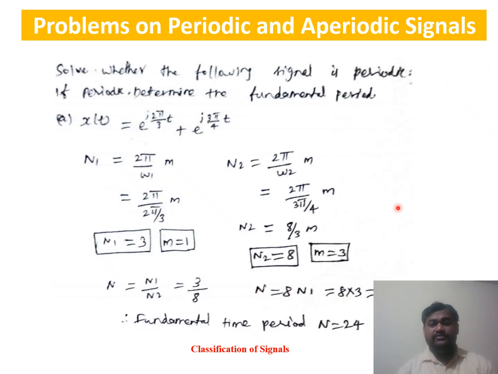Problems. Now we are going to see the problems on periodic and aperiodic signals. First one: determine whether the following signal is periodic. If periodic, determine the fundamental time period. If it is aperiodic, you need not find a fundamental time period.